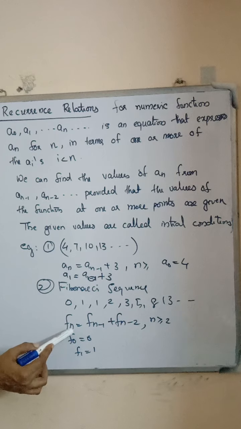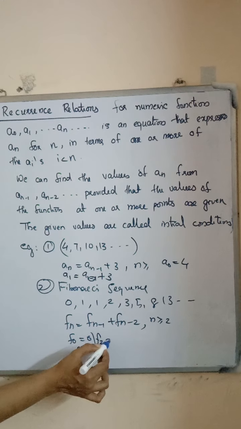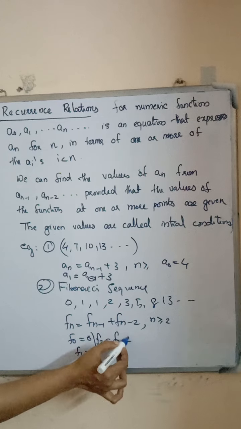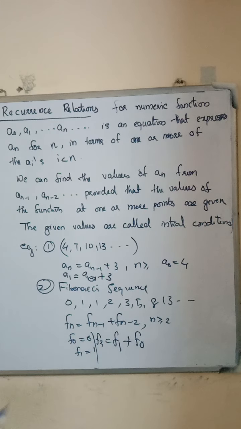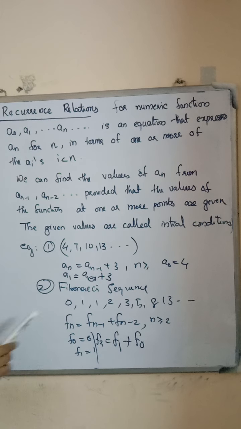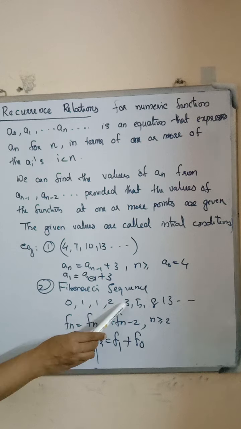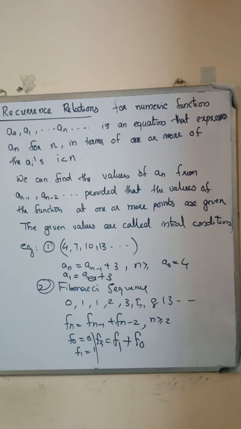So F2 is equal to, here Fn is equal to Fn minus 1 plus Fn minus 2. So F2 is equal to F2 minus 1, that is F1, plus F2 minus 2, that is F0. So F2 is equal to F1 plus F0, that is 1 plus 0 is 1. So F2 is also 1. Next F3 is F2 plus F1, that is 1 plus 1, 2. Next F4 is F3 plus F2, 2 plus 1, 3, like that. These are the two examples of recurrence relation.